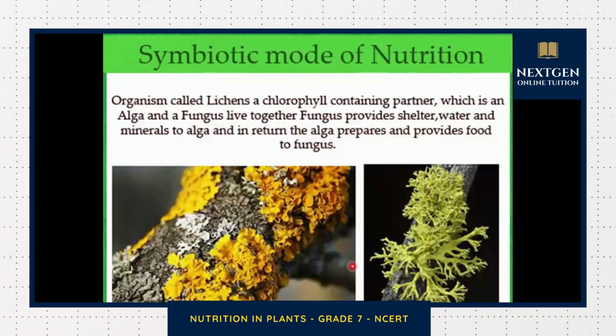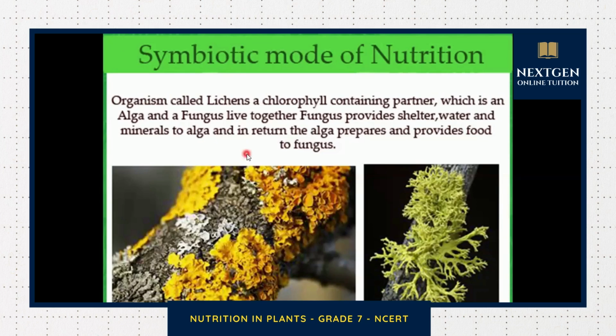Next comes the symbiotic mode of nutrition. Some organisms live together and share both shelter and nutrients. This relationship is called symbiosis. For example, certain fungi live inside the roots of plants. The plant provides nutrients to the fungus, and in return, the fungus provides water and certain nutrients.